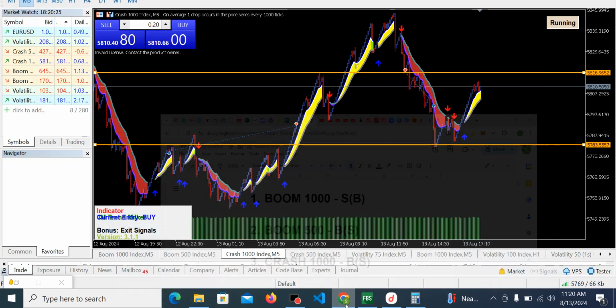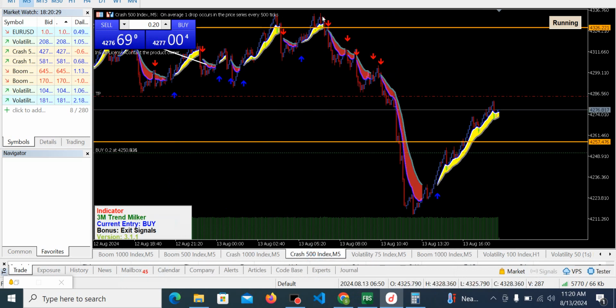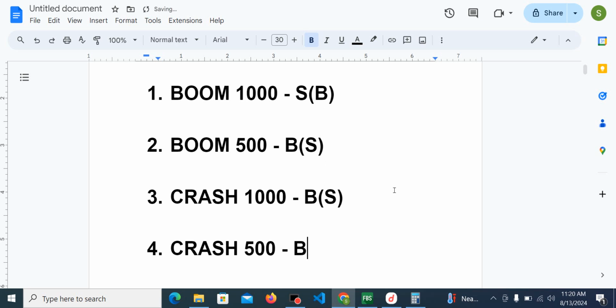Okay, next asset is going to be Crash 500. Let's check it out right away. This is Crash 500. It crashed from this resistance until it got to this support zone, and right from here it has been buying, and of course it is still buying at the moment. So this is going to be giving us more of a buying opportunity than a selling opportunity.